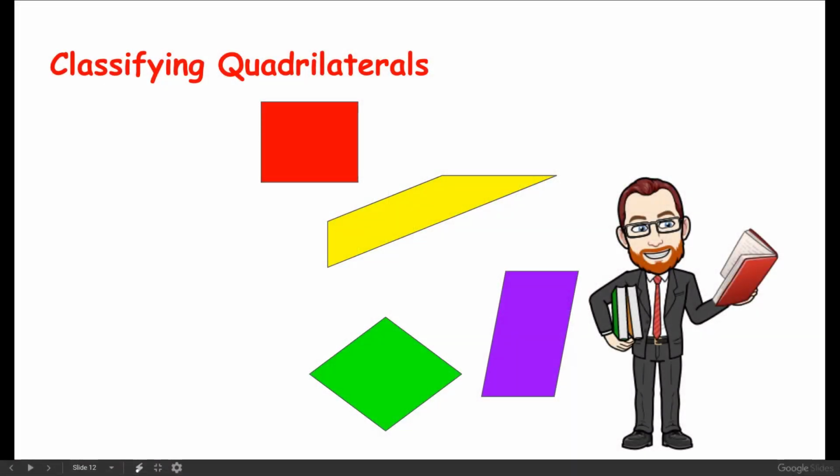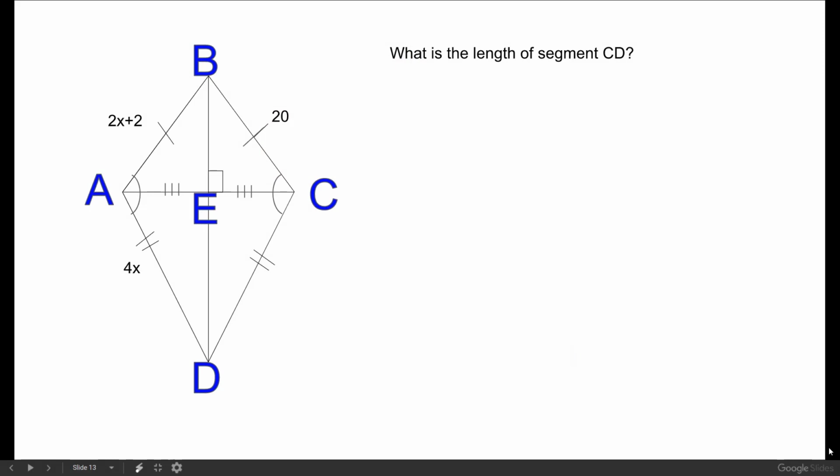Today we're continuing on with classifying quadrilaterals, but instead of identifying a new quadrilateral, we are just going to do a couple of example problems. I'll do one today and I'll probably add a couple more in future videos. With that said, let's get into our first example problem.